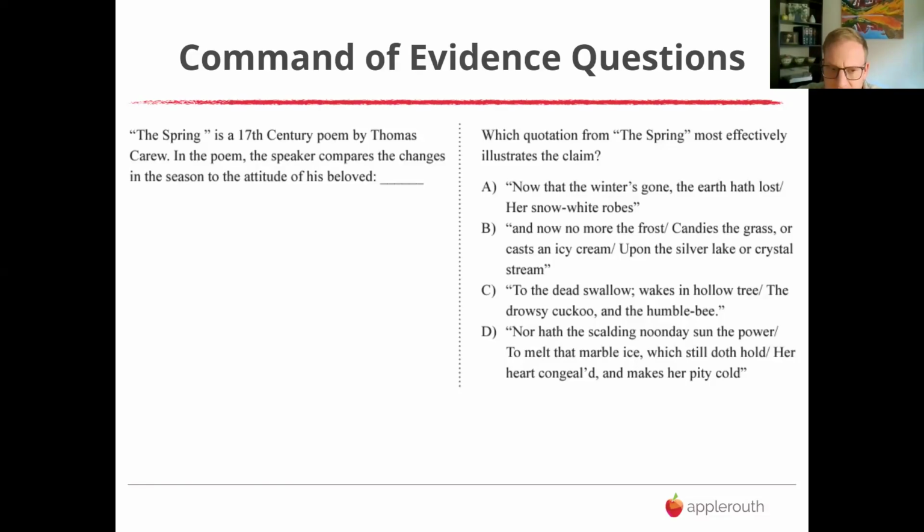C, same thing. I see swallow, cuckoo, humble bee, but not anything about a person. And so it's got to be either A or D. The issue with A being her is personification of the earth, and D feels like maybe we're talking about a person with pity cold. So the sun is warming up and melting, but her heart is still congealed, and she's not full of pity or warmth.